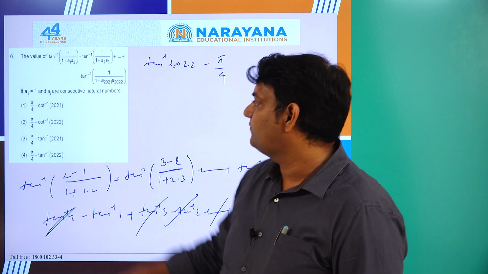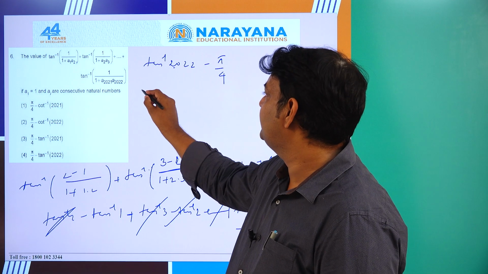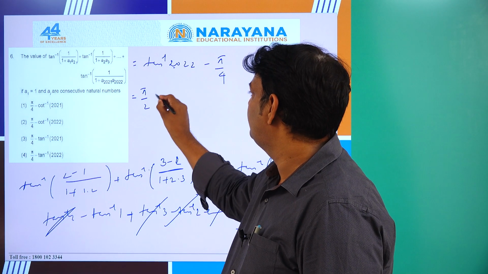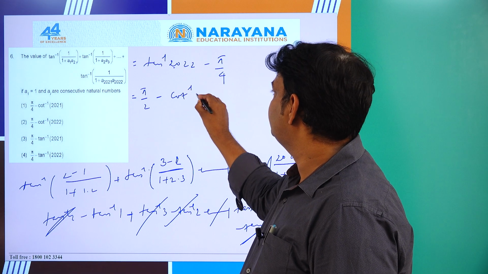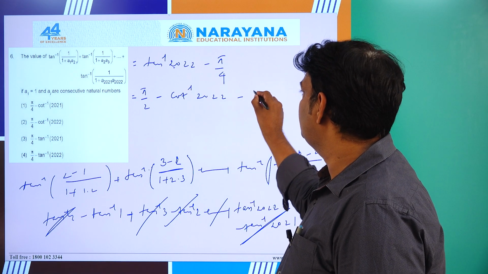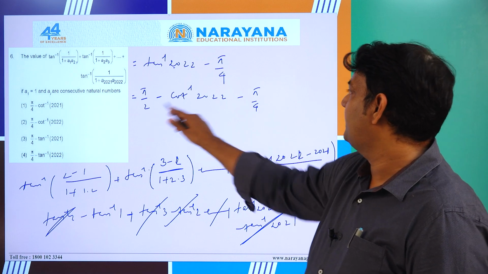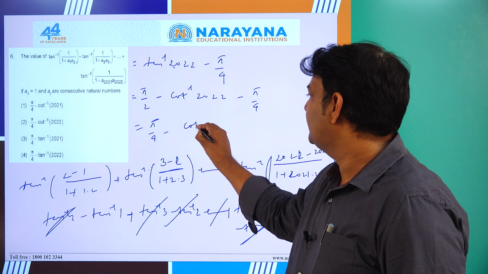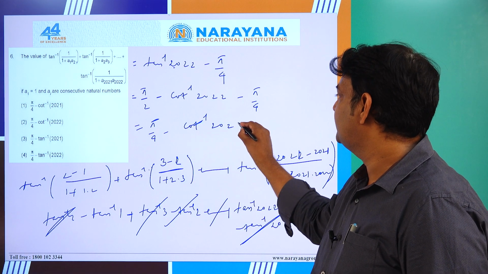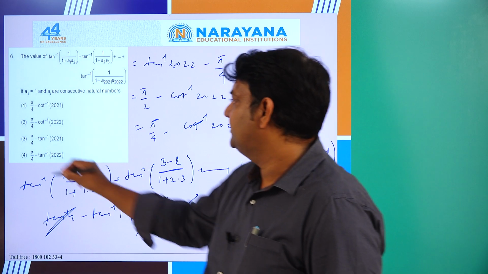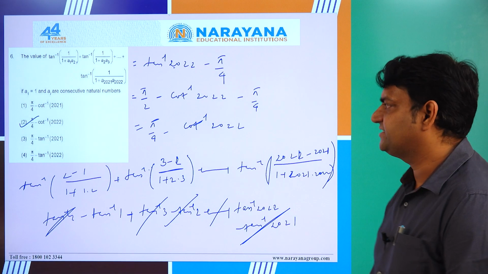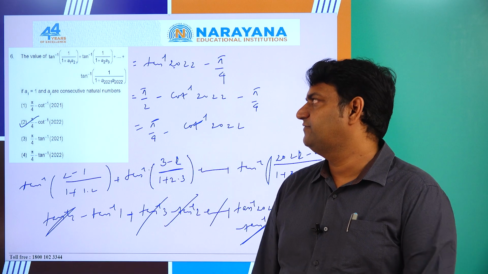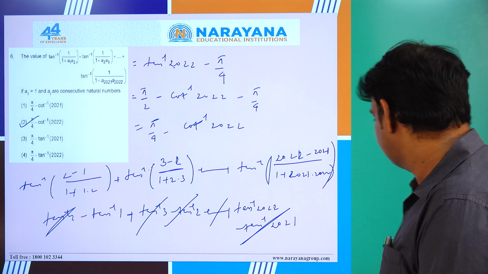So now we should try to convert in terms of cot inverse. Tan inverse 2022 we can write as pi by 2 minus cot inverse 2022, minus pi by 4. Pi by 2 minus pi by 4 is pi by 4. So this is pi by 4 minus cot inverse of 2022. So yes, the answer should be the second option. A little bit of extra calculation he asks you to do, converting from tan inverse to cot inverse, nothing else. A very basic standard problem.